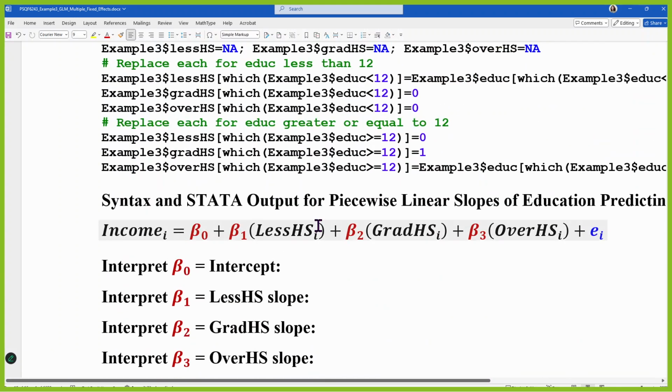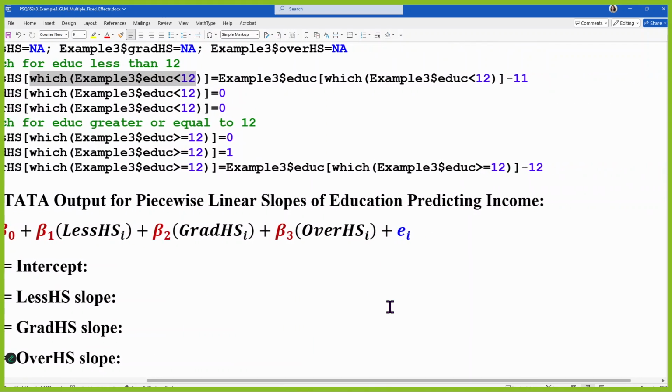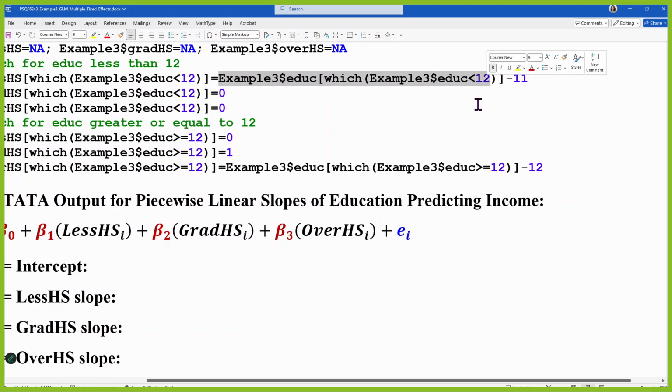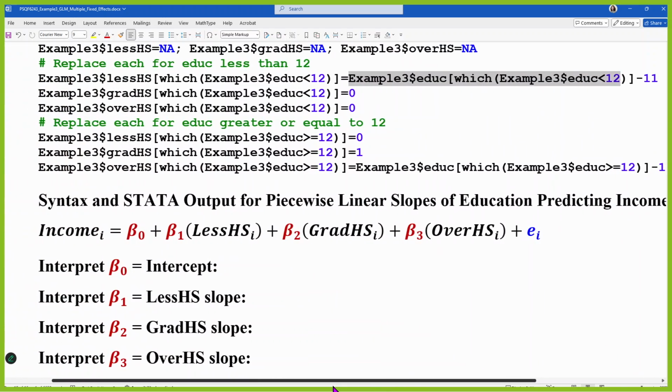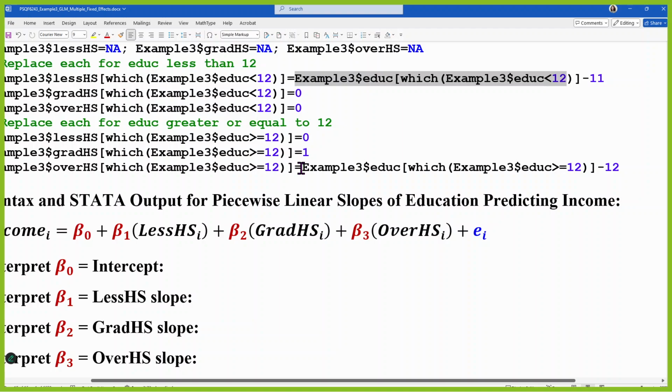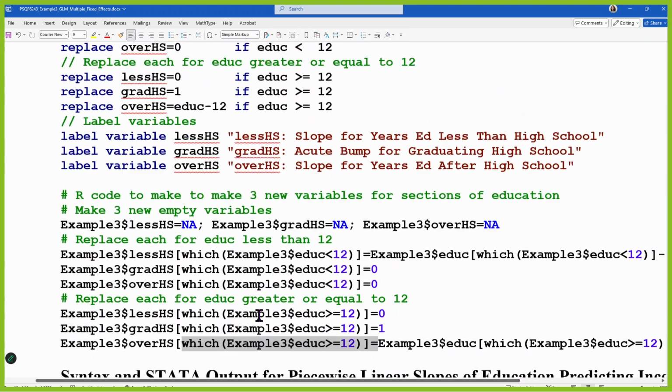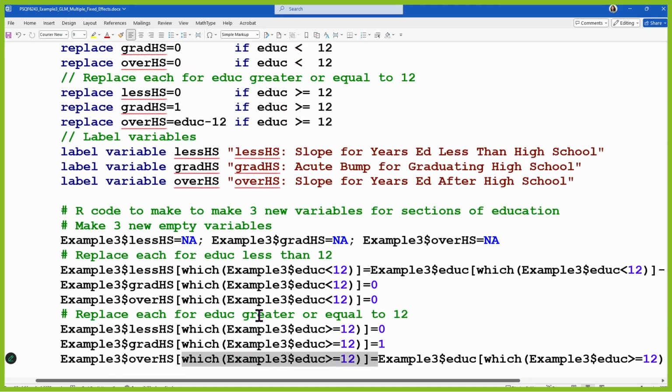In R, I'm doing the same thing, just with slightly more convoluted code. I've got my empty columns initialized here. The interior of this is my rows selector. So if education is less than 12, then do this. You want the original variable still selecting just those rows, minus 11. That's how that works. The same thing is true on the last one. It's a more convoluted function because we have to have the selector in both of these places for it to work, minus 12. So any questions on how that code works or how to set it up?